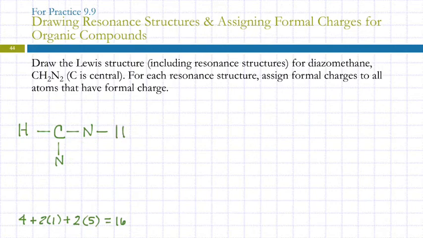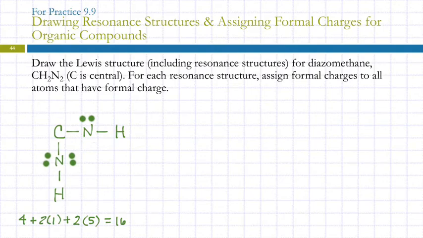Oh wait, I wanted to keep that. Well, what else could we do? We could put this hydrogen on the nitrogen, see if that helps. Because we're told that carbon is central. So carbon is in the middle here. So 2, 4, 6, 8, 10, 12, 14, 16. Ran out of electrons again, so I need to make multiple bonds.